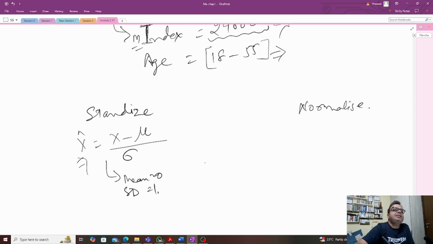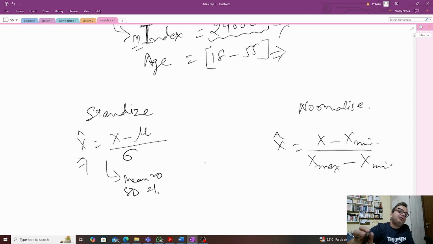In the case of normalization of data, what you do is you find the difference between x max and x min, and then you subtract x min from your data. Okay, so that's how your chart comes. So that's how normalization of data happens and standardization of data happens.